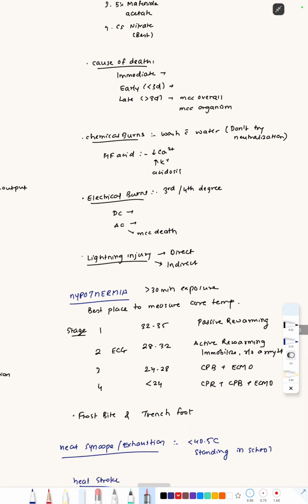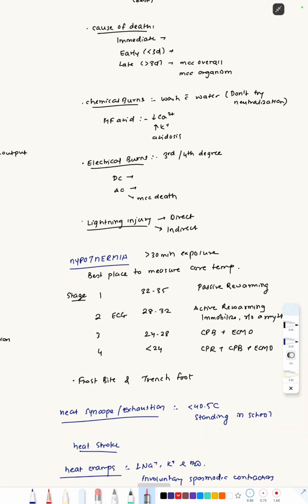Next is hypothermia. Hypothermia is caused when more than 30 minutes of cold exposure is there. The best place to measure the body core temperature is the rectum, followed by the esophagus. Now there are different stages of hypothermia, stage 1, 2, 3, 4. In stage 1, the patient is conscious, shivering is present. The body temperature is 30 to 35 degrees Celsius, and over here passive rewarming should be done.